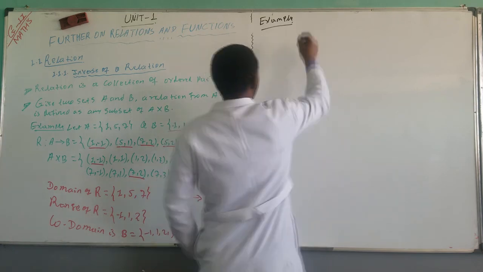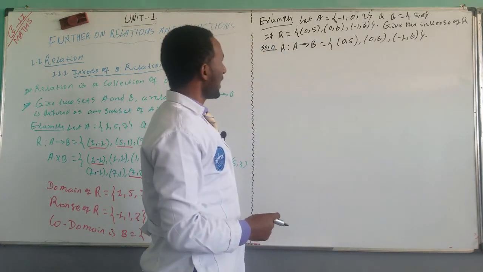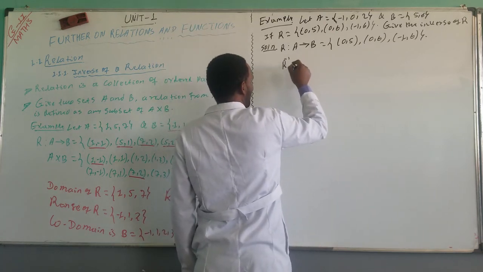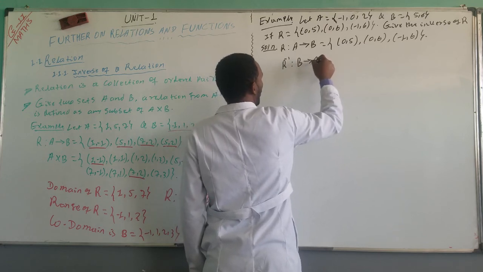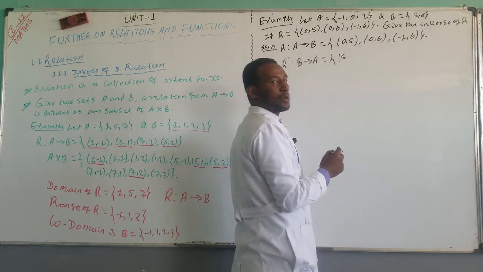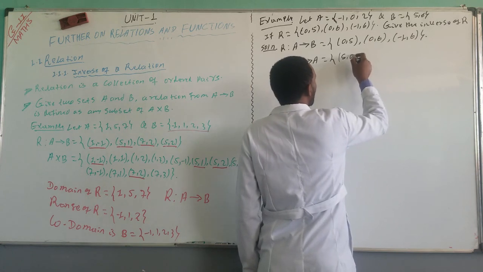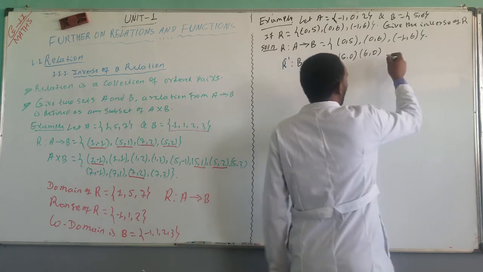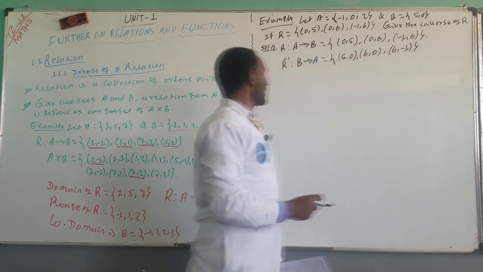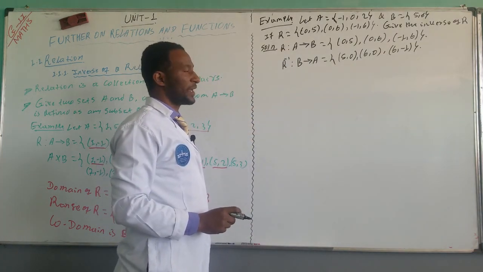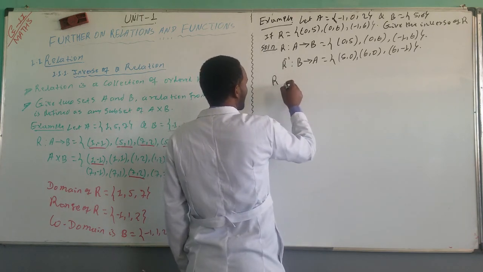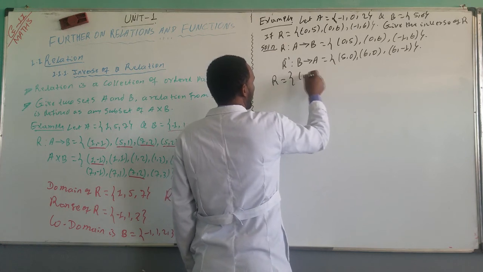Let us take A. This is a relation from A to B. Therefore, R inverse is from B to A, which is obtained by exchanging the second and first coordinates of each ordered pair: (5, 0), (6, 0), and (6, -1) is our inverse of relation R, which is from B to A.